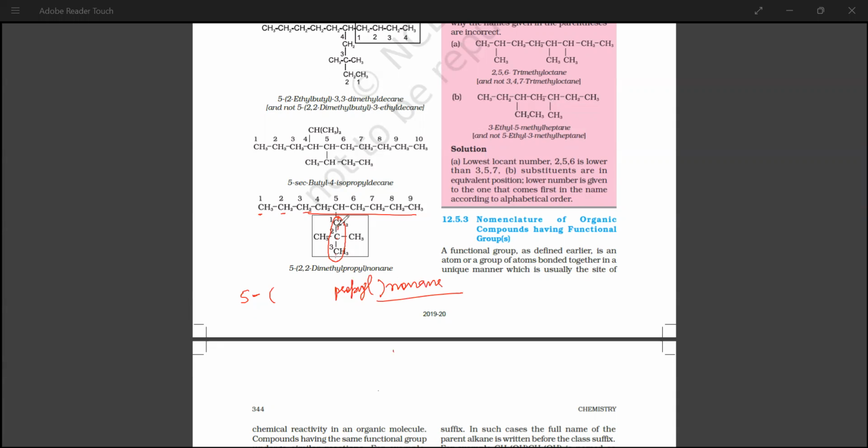Now see, on this fifth carbon atom, this propyl is having 2 radicals. One is this and one is this. This is first carbon, second. So 2,2 dimethyl propyl. So like this, we'll be writing 2,2 dimethyl propyl nonane. The side chain is further having a side chain, so whenever it is like this, we'll be writing it this way.